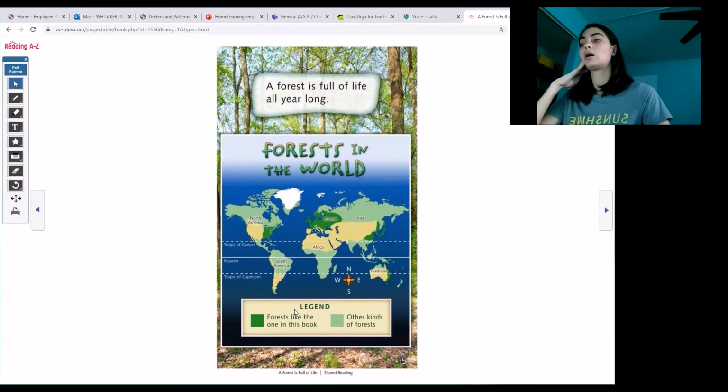So here, our legend tells us forests, like the ones that we read in the book, and other types of forests. So in North America, there's some that we talked about in the book. In Europe, there's a lot. In Asia, there's a little bit. In Australia, there's a little bit. There's none in Africa, and there's none in South America. There's no forests like the ones that we saw in the book in those two continents. But they have other kinds of forests.